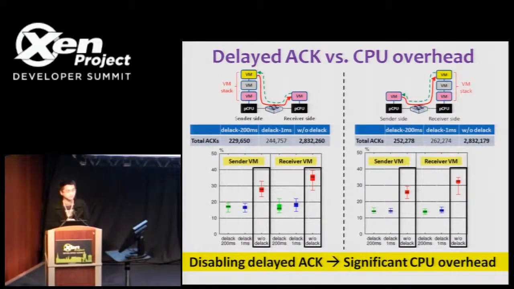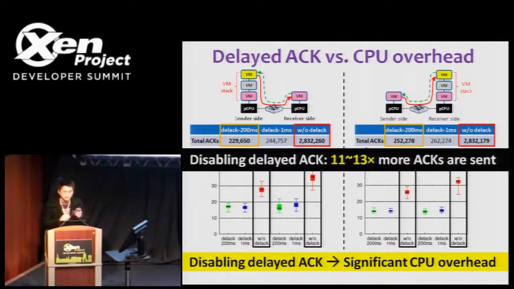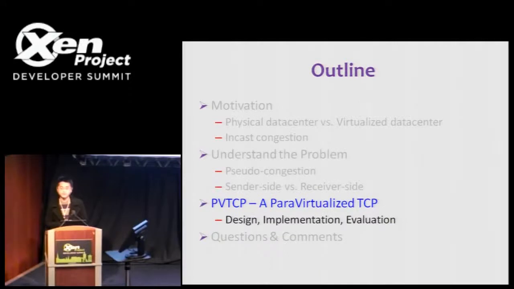With more details, we investigate how many ACKs are involved during data transmission, and we find that after disabling delayed ACK, more than 10 times as many ACKs are sent. That's why it causes so much CPU overhead. And to this end, we propose a paravirtualized TCP, PVTCP, to address this problem.